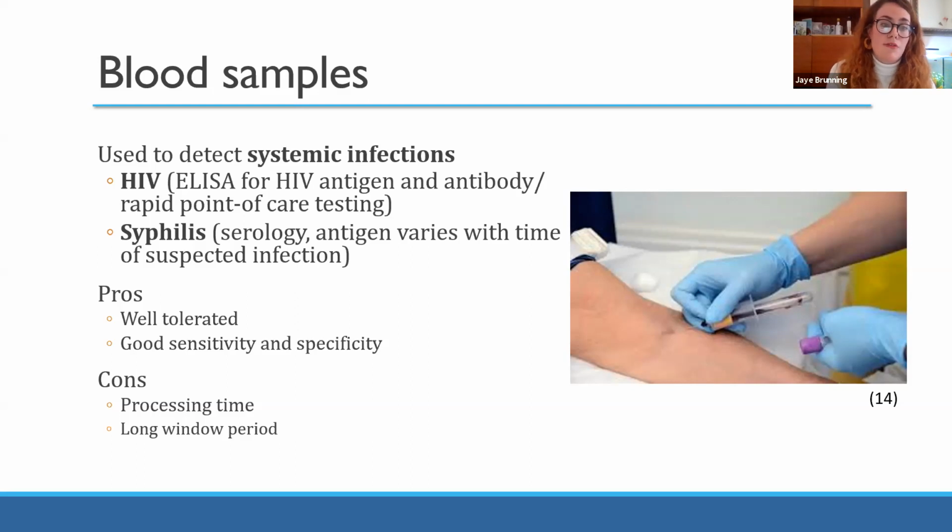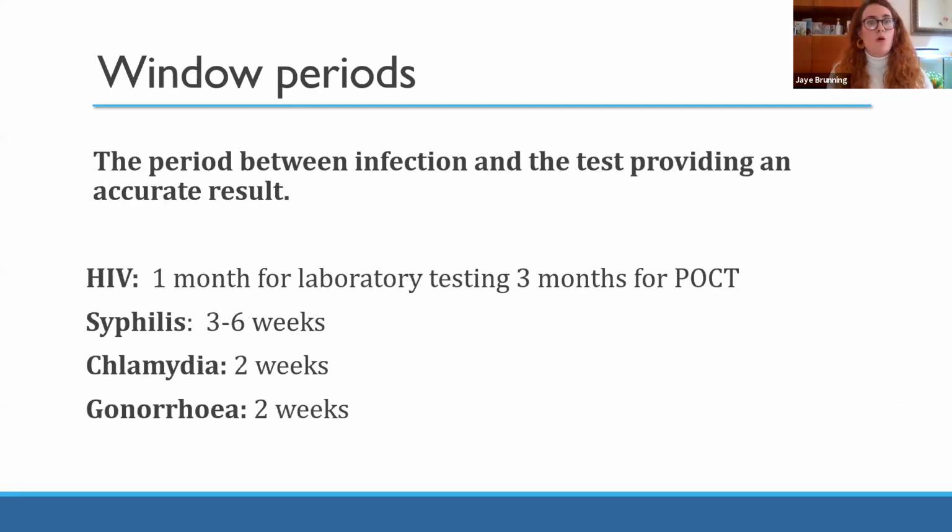And then the cons are, again, the processing time. So if the patient finds it difficult to abstain from sex, then you might put them at risk of transmission. And the second is that there is a long window period. I've not mentioned window periods yet, so I'm going to move onto that now. A window period is the period between infection and the test providing an accurate result. So that's the point when someone gets the infection, and then for a few weeks, depending on the infection, it will be negative until you're getting the response or number that you want for it to be able to test. That's called a window period, and each different infection has a different one.